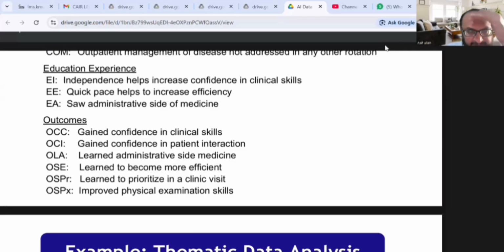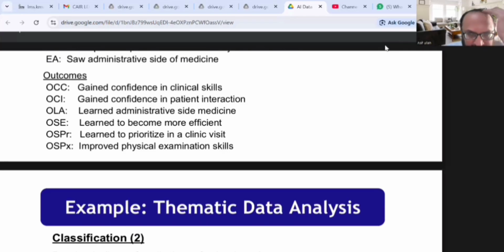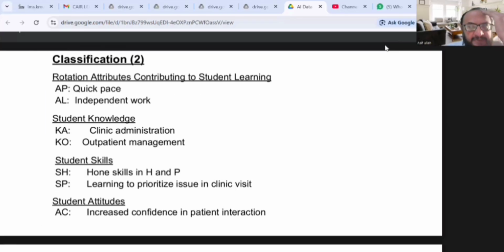OSE, learn to become more efficient. OSPR, learn to prioritize in a clinic visit. OSPX, improved physical examination skills. Classification 2, rotation attributes contributing to student learning. AP, quick pace. AL, independent work.